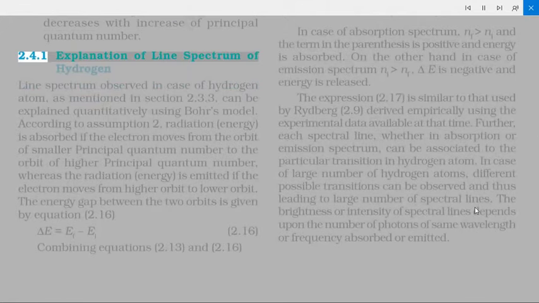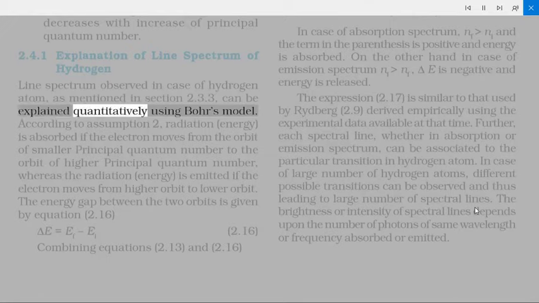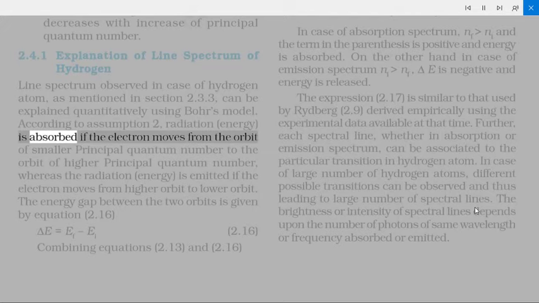Explanation of line spectrum of hydrogen. The line spectrum observed in the case of the hydrogen atom, as mentioned in the previous section, can be explained quantitatively using Bohr's model. According to assumption 2, radiation (energy) is absorbed if the electron moves from the orbit of smaller principal quantum number to the orbit of higher principal quantum number, whereas radiation (energy) is emitted if the electron moves from higher orbit to lower orbit.